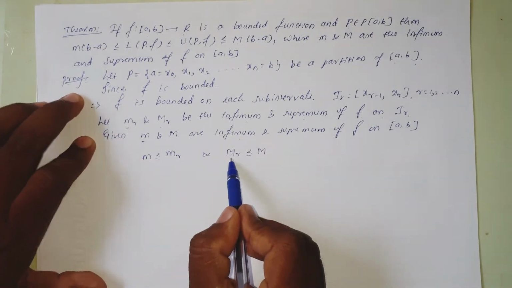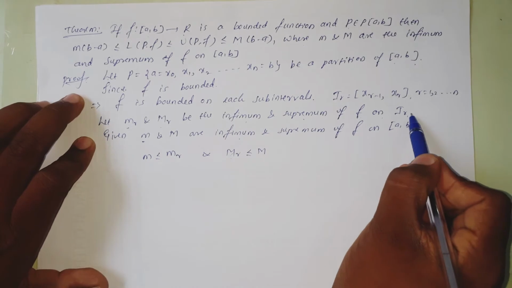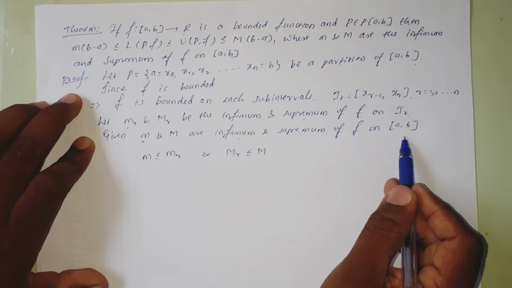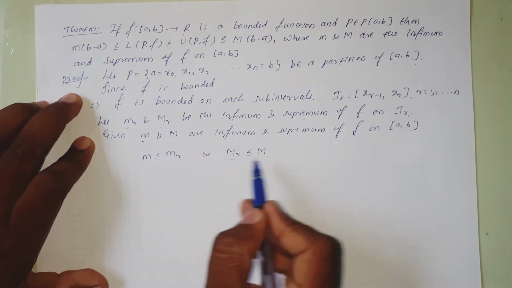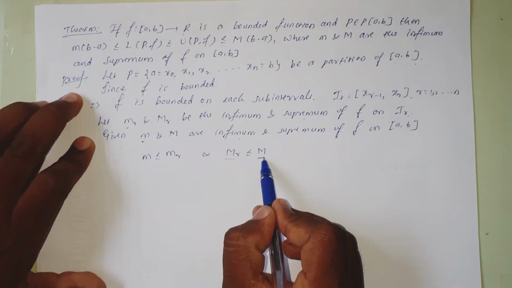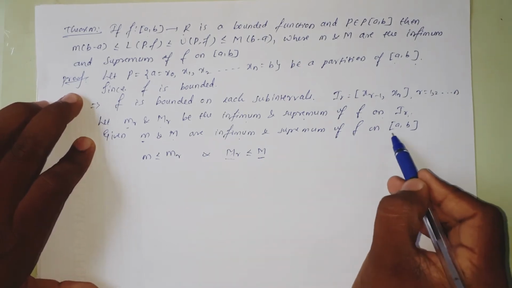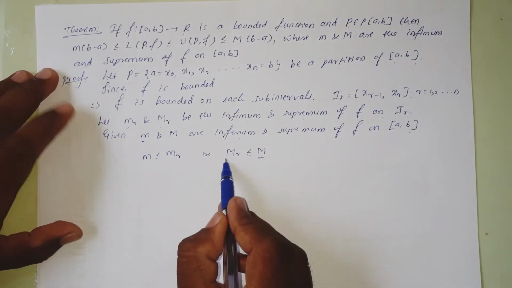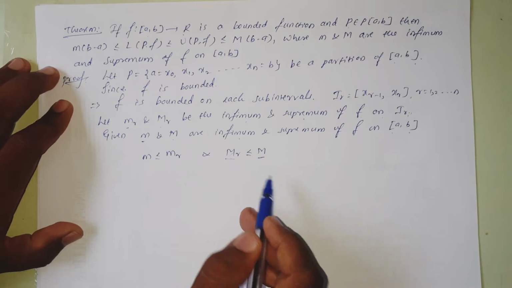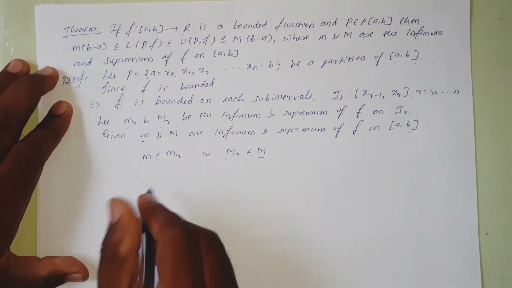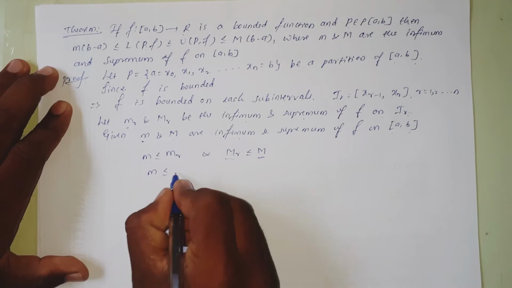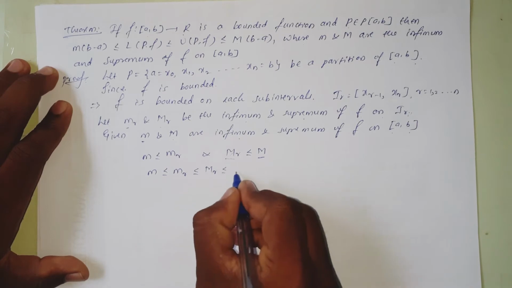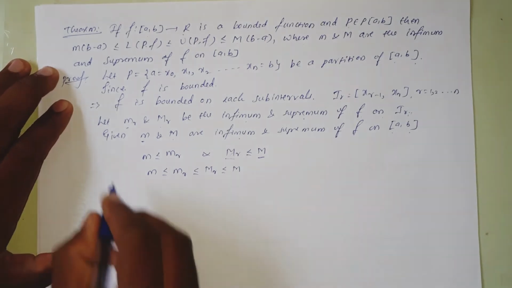So here capital M_r is the supremum of the function on I_r and capital M is the supremum of f on [a, b]. So, therefore, here capital M is also a supremum, but on comparing, [a, b] is the larger interval than I_r. So, therefore, small m_r will be less than or equal to capital M_r, which is less than or equal to capital M. On combining these two results, we can get that m is less than or equal to m_r, and this m_r is less than or equal to capital M_r, and this is less than or equal to capital M.